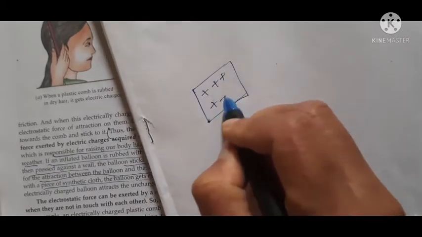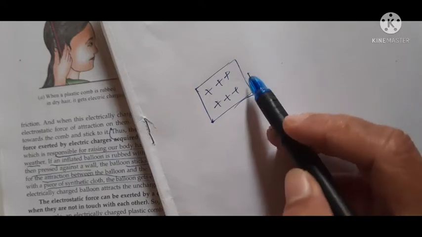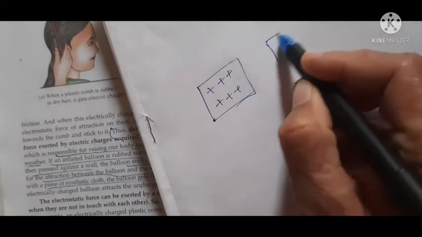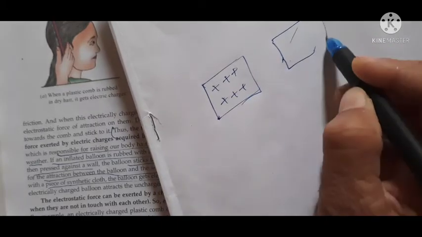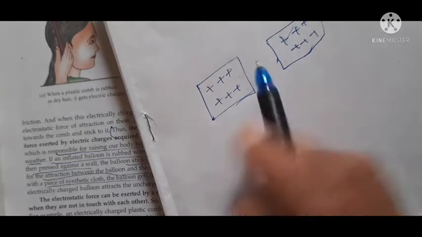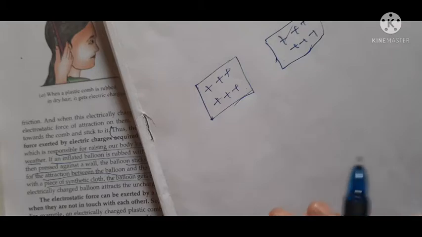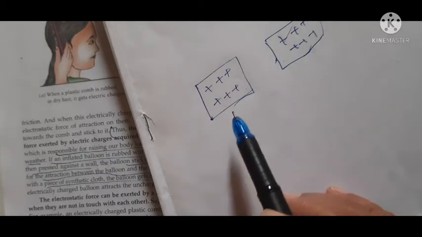It becomes positively charged. Now when this is brought near the neutral body, it will attract it. But when this is brought near another object which is also positively charged, then these two will go away, and that is called repulsion. So that is also electrostatic force, a force which is generated by the charges.